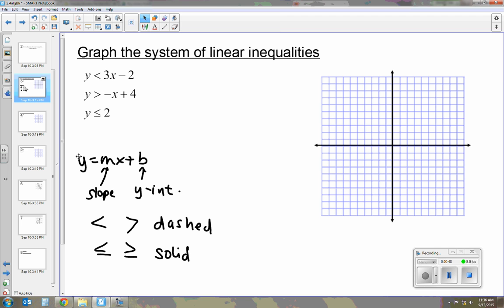Okay, so let's look at the very first one. The y is less than 3x minus 2. So we're going to graph this like we normally do in slope-intercept form. Our intercept is a -2. And then we're going to graph our slope, which is 3, which is a rise 3, run 1. And then we can go the opposite direction. Okay, and then since it's less than, we are going to have a dashed line.